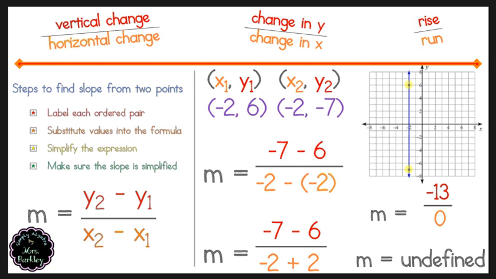So now we have seen how to find the slope from a graph, how to find slope from a table, and now how to find slope given 2 points.